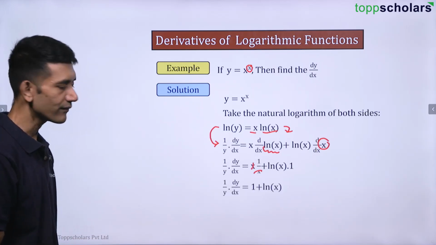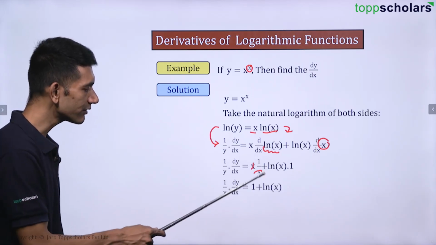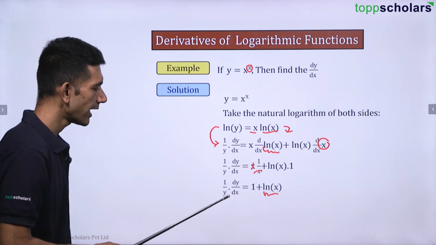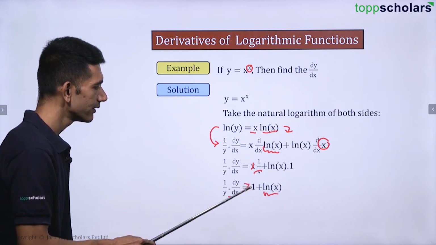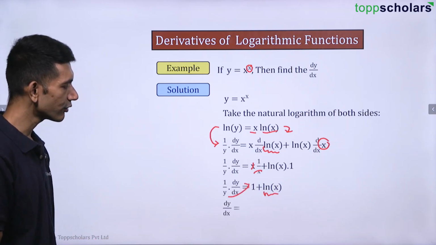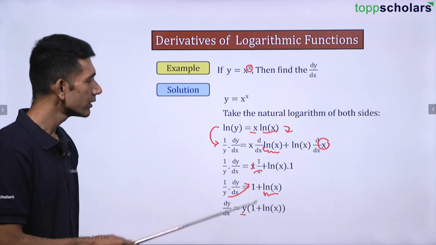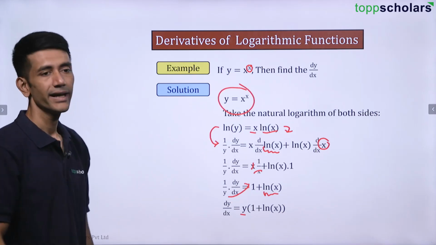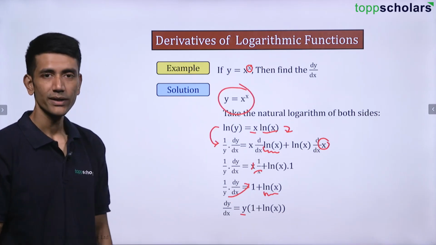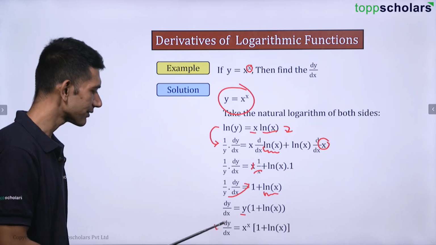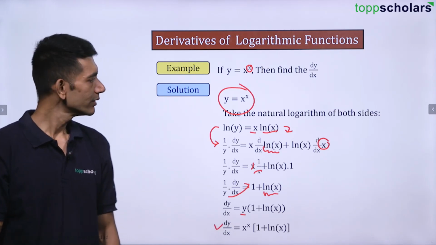So you'll get 1 by y dy by dx is equal to 1 plus log x, and y will go on the right hand side. That will become dy by dx is equal to y times 1 plus log x. But what is y? y is x raised to x. So put x raised to x there, and that is your final answer. I hope this is clear to you.